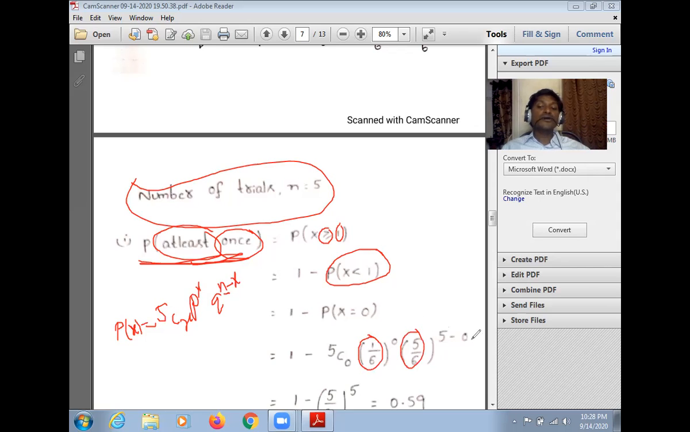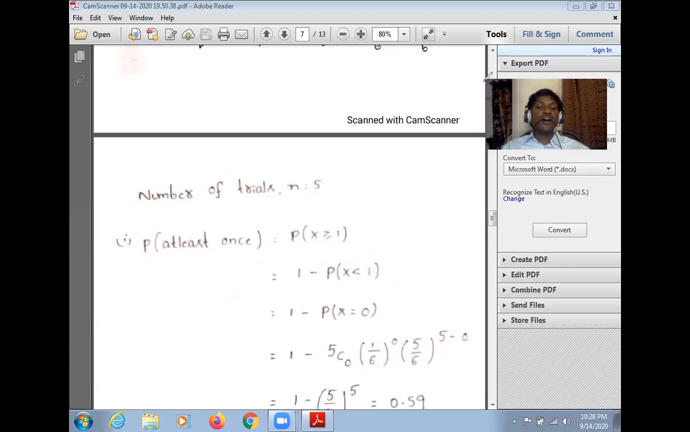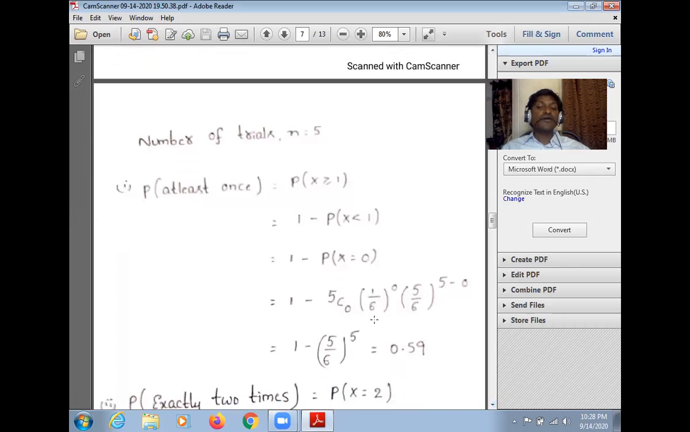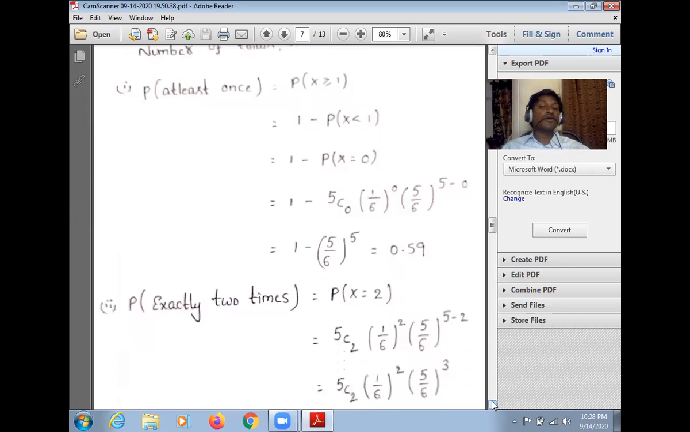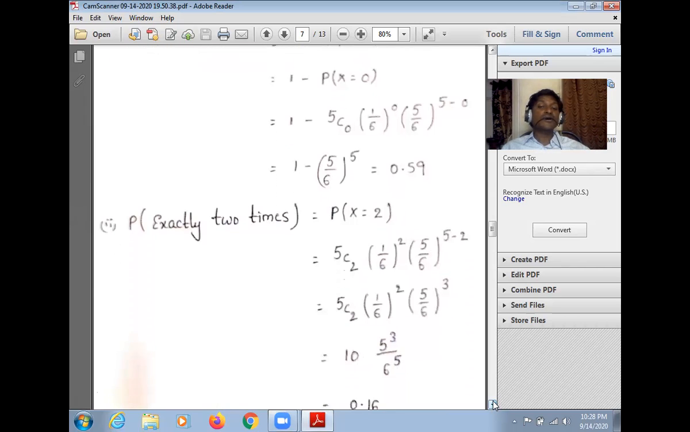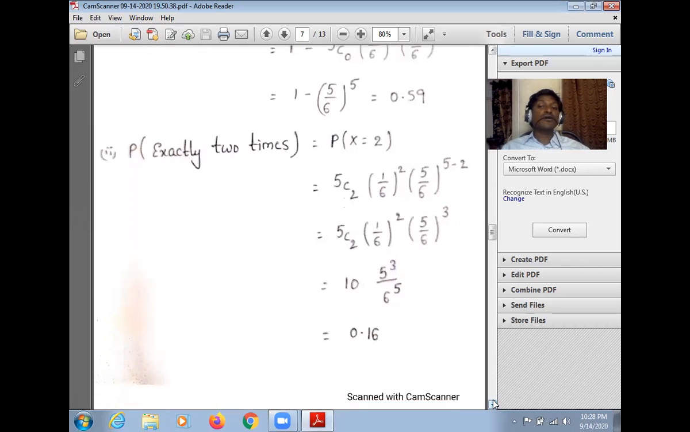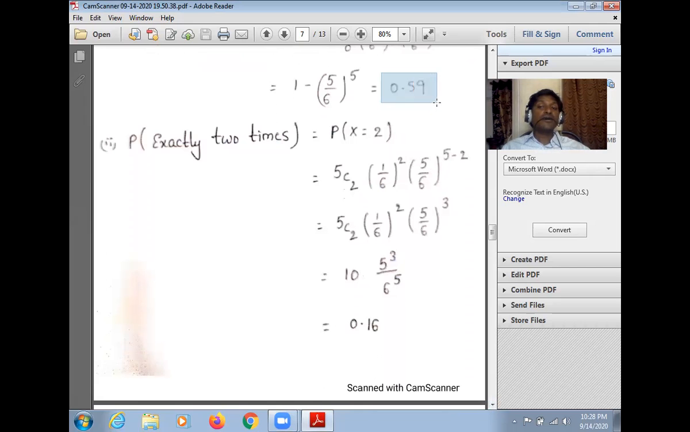So those values we substituted here, n minus x is 5 minus 0, and x is 0. So nC0 is nothing but 1, and anything to the power 0 is 1. So remaining is (5/6) to the power 5. So 1 minus (5/6)^5, which is equal to how much we got? 0.59. Okay, this is the first one.